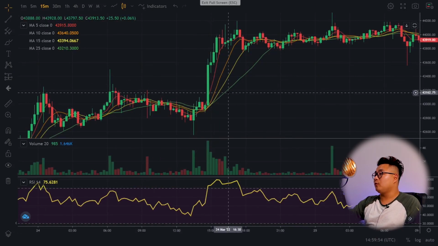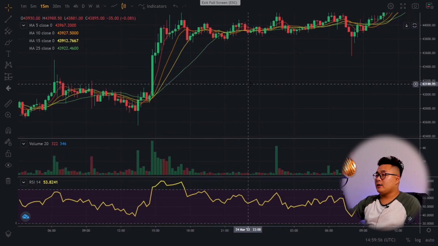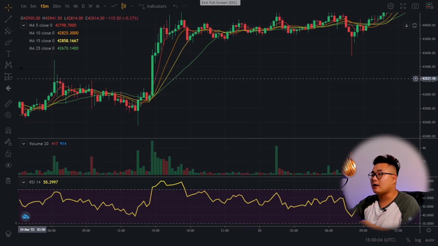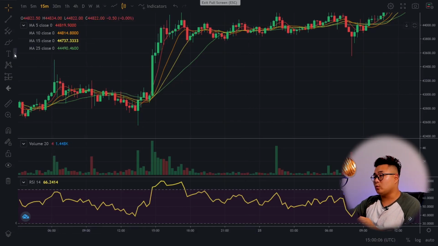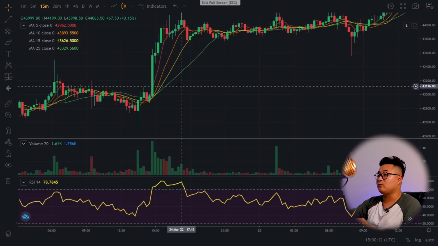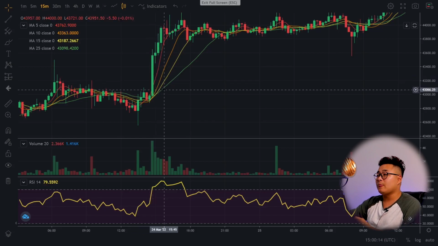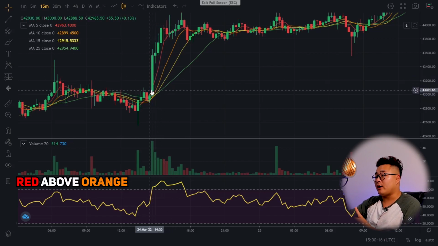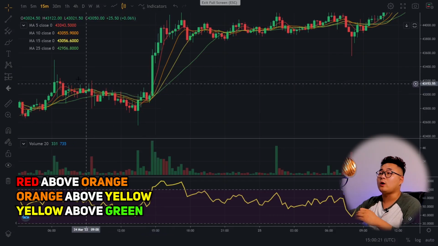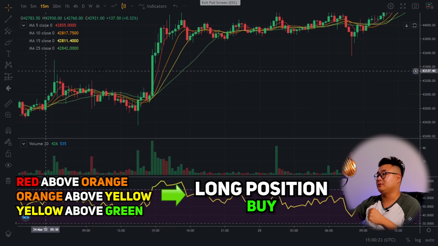And what we're going to look for, okay, is when the moving average lines are arranged in a nice way. Okay, what do I mean by nice way? We're going to look for either the shorter MA, which is the red one, and then the longest MA with 25 is the green one, right? So from red, orange, yellow to green. When it's arranged red above orange and orange above yellow, yellow above green, we're going to enter what's called a long position. We're going to enter a buy position, right?